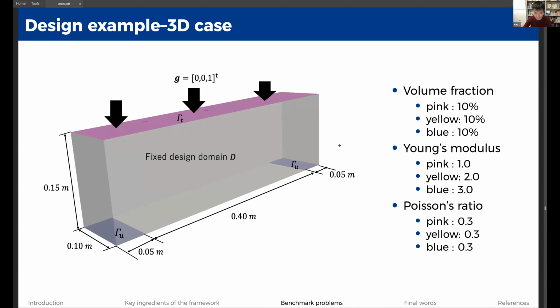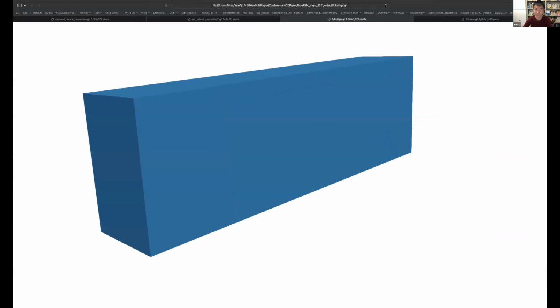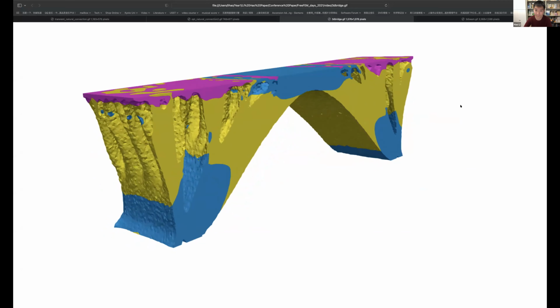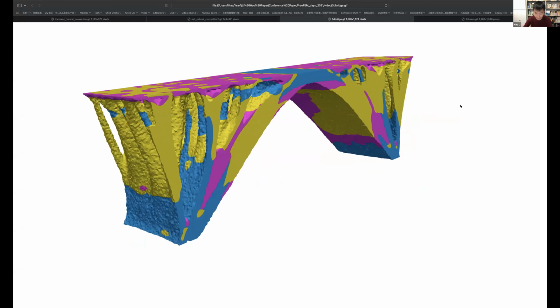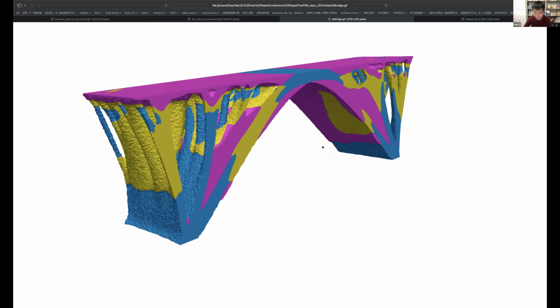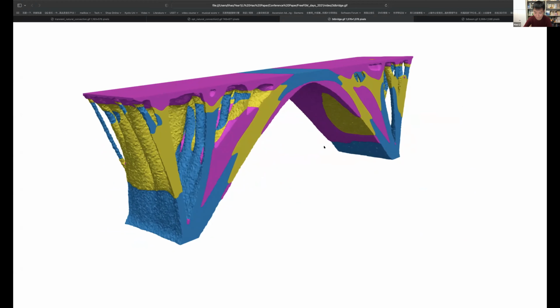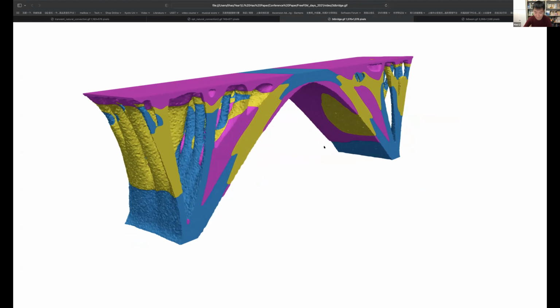Next is a larger scale 3D bridge case. We have a surface traction applied on the top surface, and the left, right, and bottom ends are fixed walls. Okay, we have a short video for this. In this test case, at the final iteration, we have 2.3 million tetrahedron elements. This calculation was performed on an iMac using 8 MPI processors with 32 gigabytes of memory.